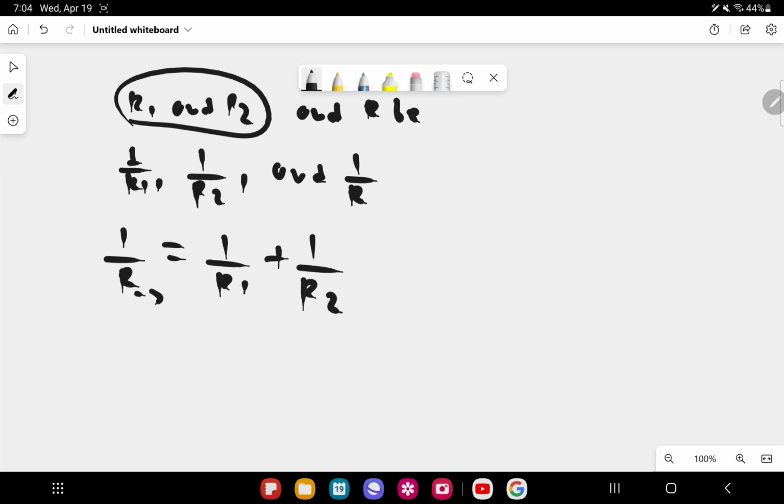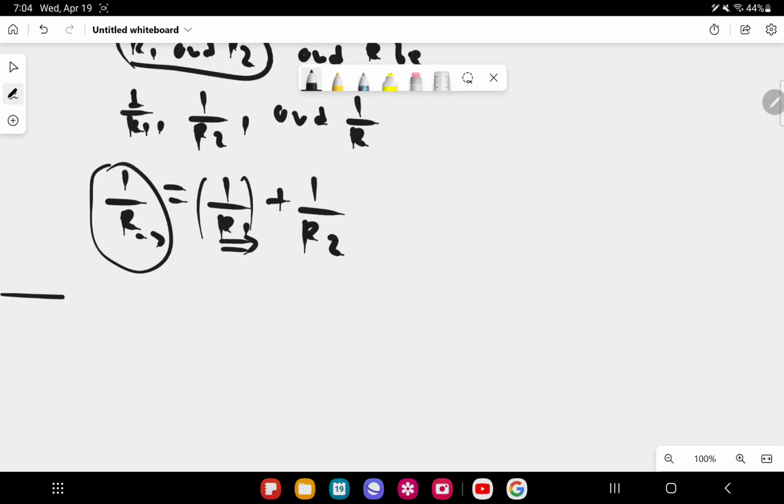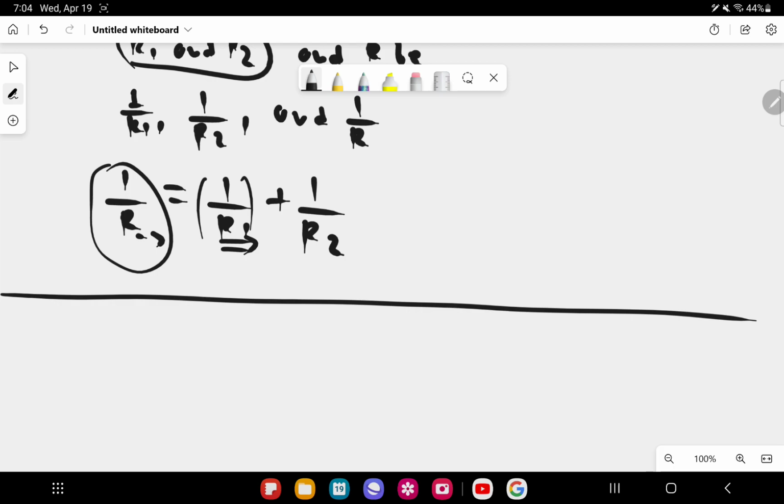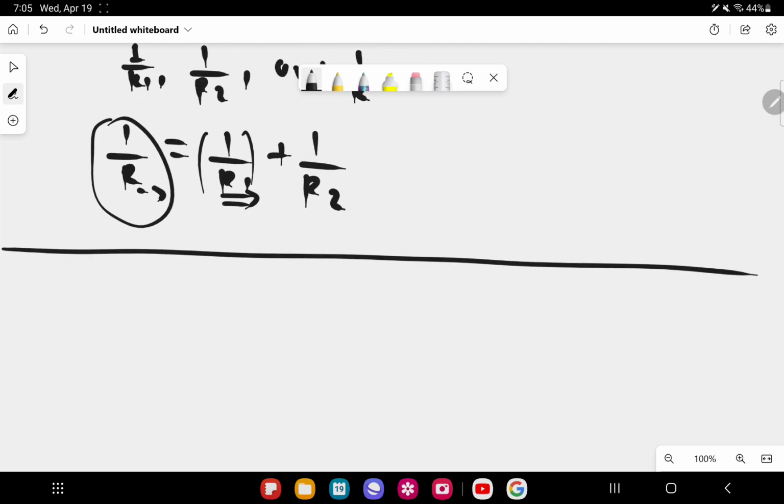Now the reciprocal of equivalent resistance is equal to the sum of reciprocals of the individual resistances. All right, now let's perform a few examples to gain a more comprehensive knowledge of parallel connection.